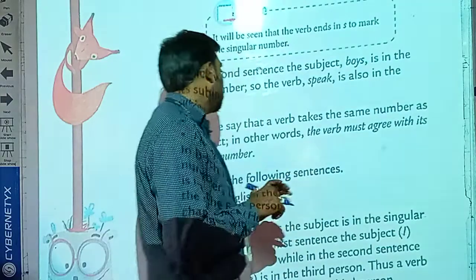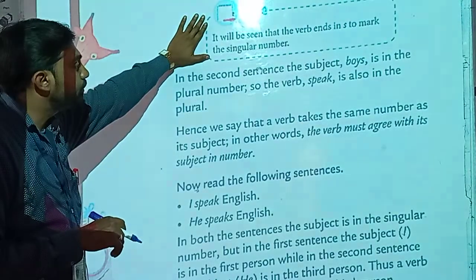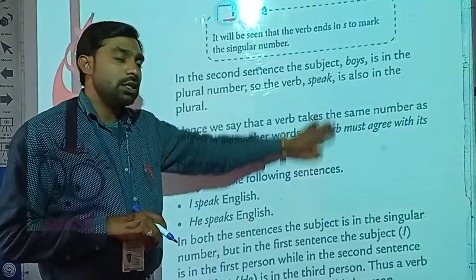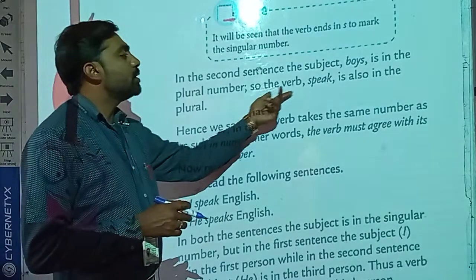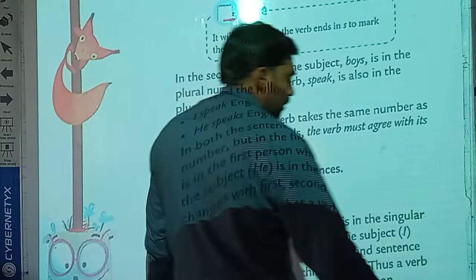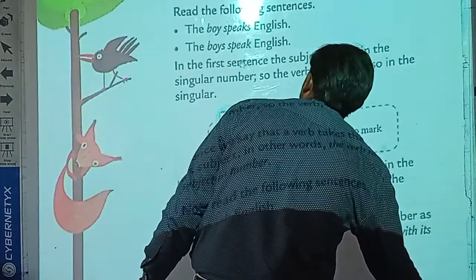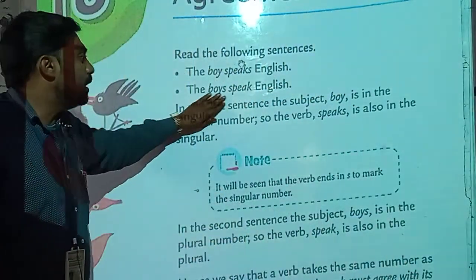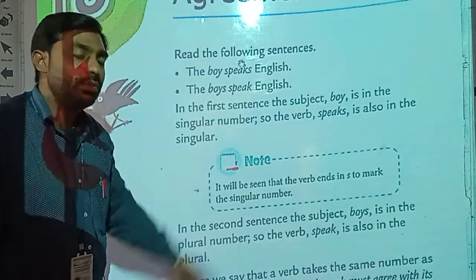Okay. Now let's see what is given here. This note we have read in the previous video. In the second sentence, the subject boys is in the plural number, so the verb speak is also in the plural. As this, we have seen two sentences. Okay, these sentences are given here. The boys speak English. This is the second sentence, and the subject is plural, so the verb is also plural.